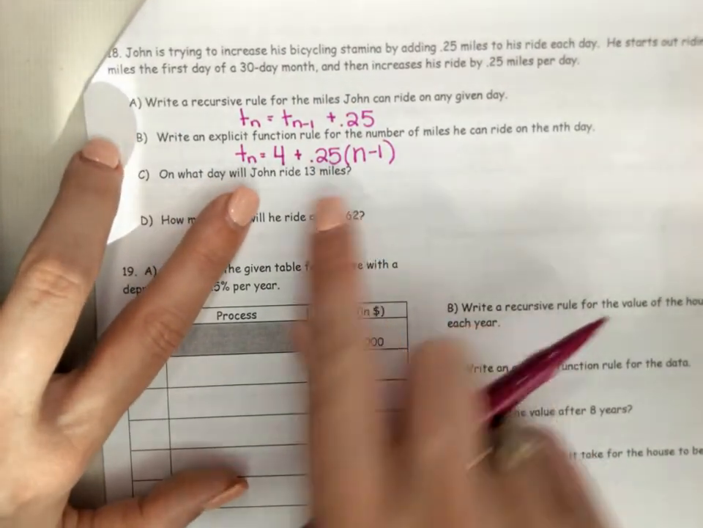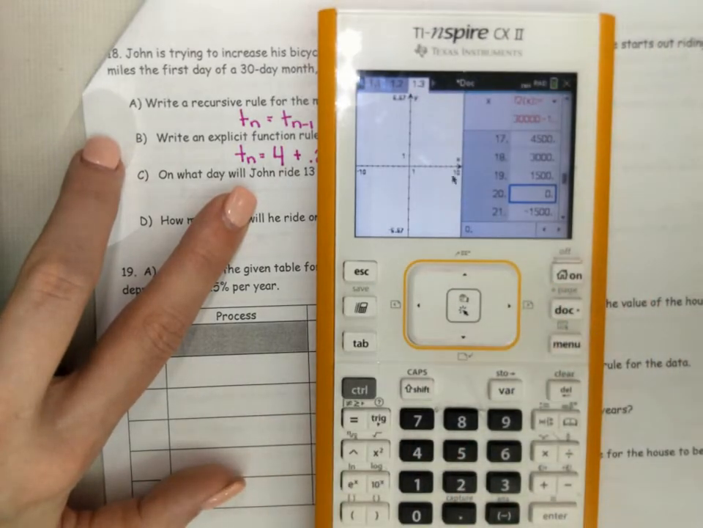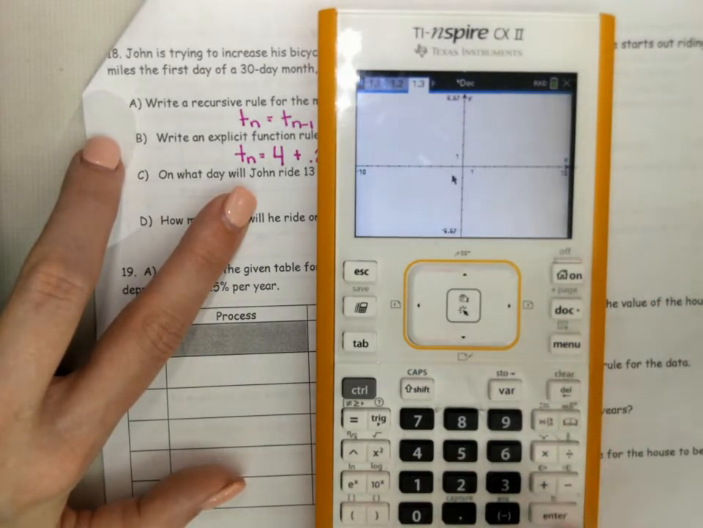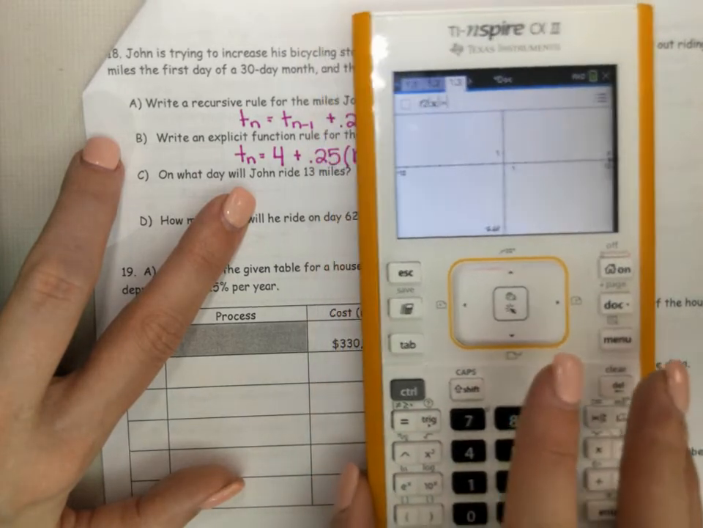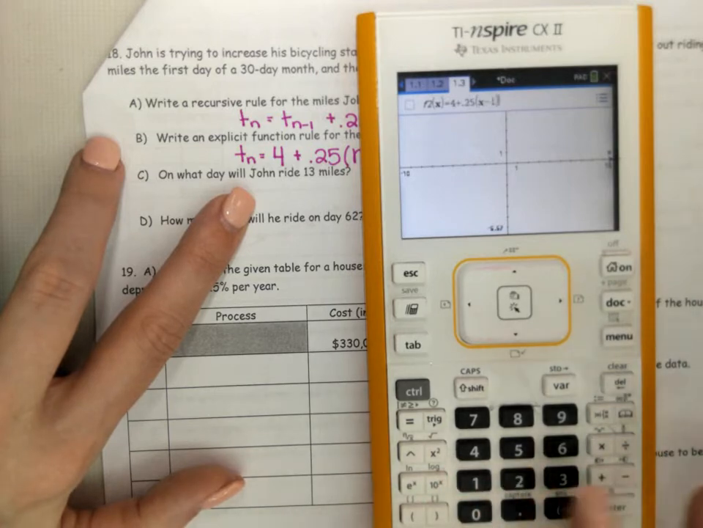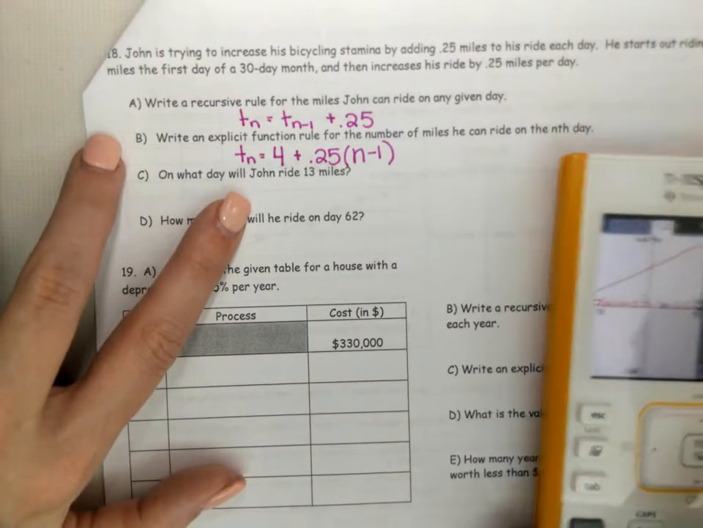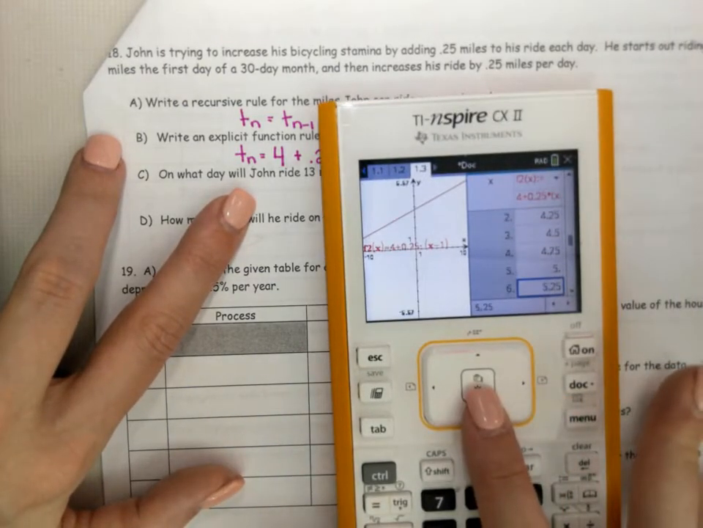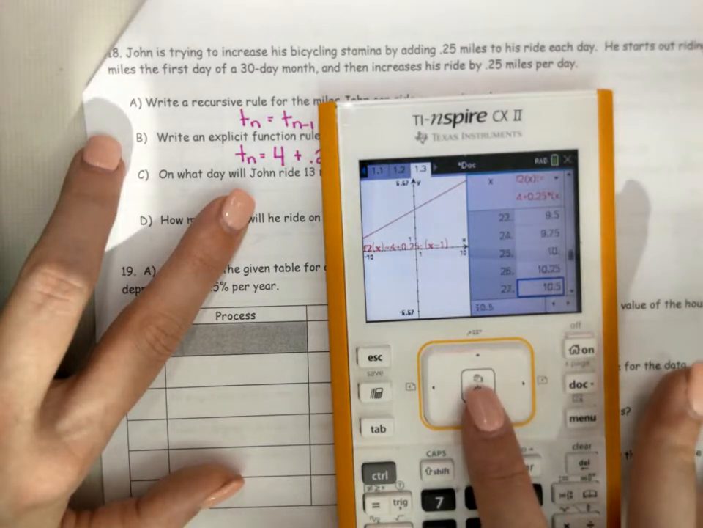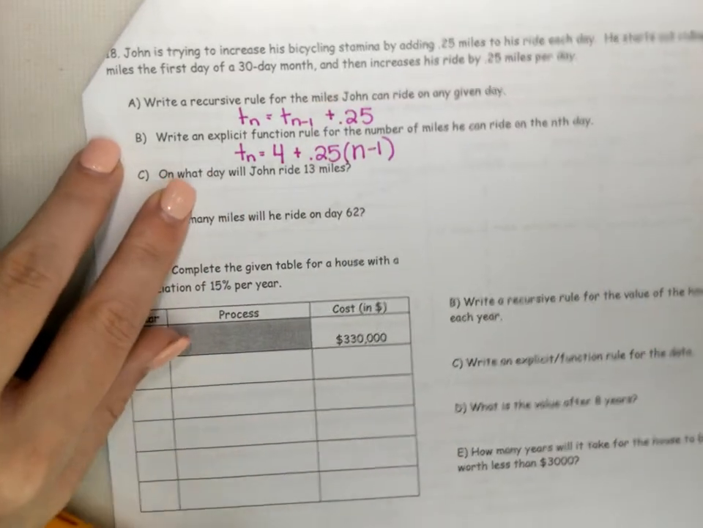On what day will John ride 13 miles? So I'm going to come over here, Control T, delete the function, so menu 3.1, 4 plus 0.25, parentheses, x minus 1. Control T. So on what day will he ride 13 miles? Going down until I see 13 miles, which is my y. Day 37.